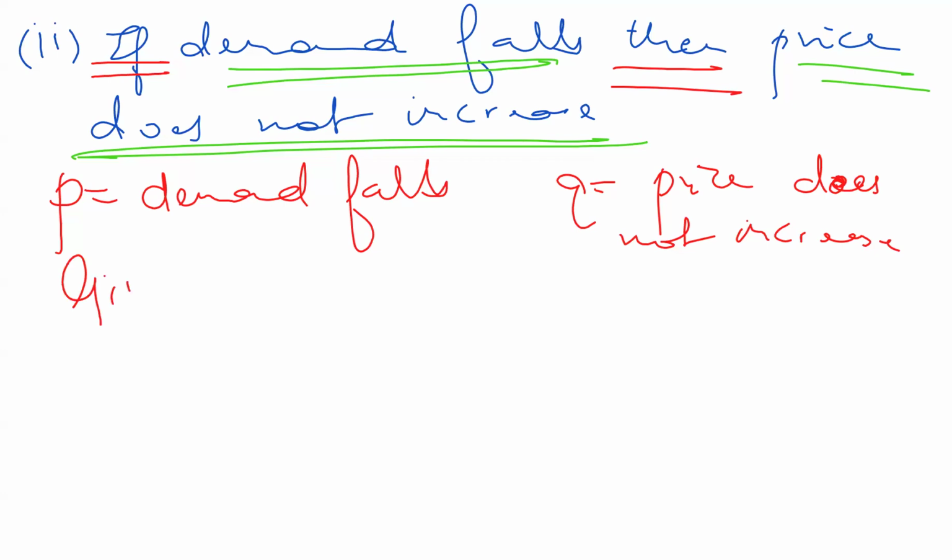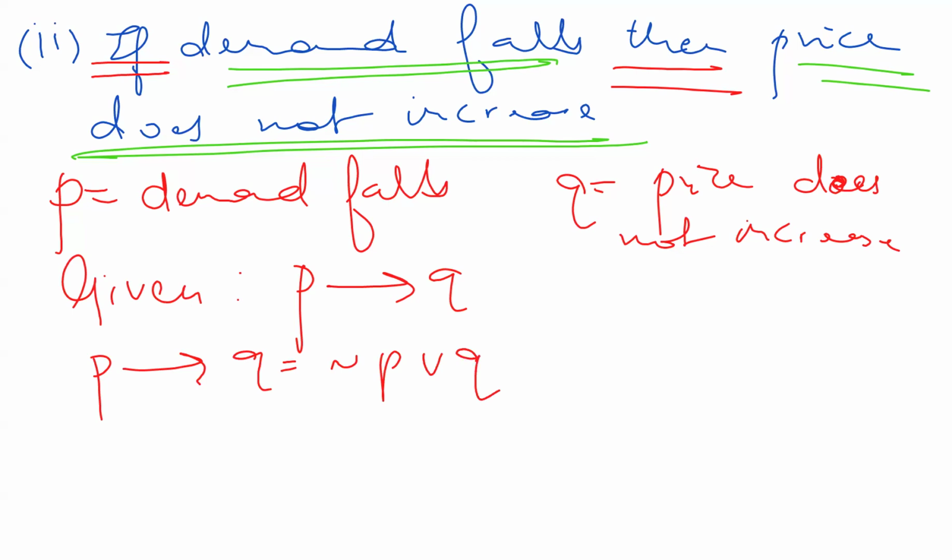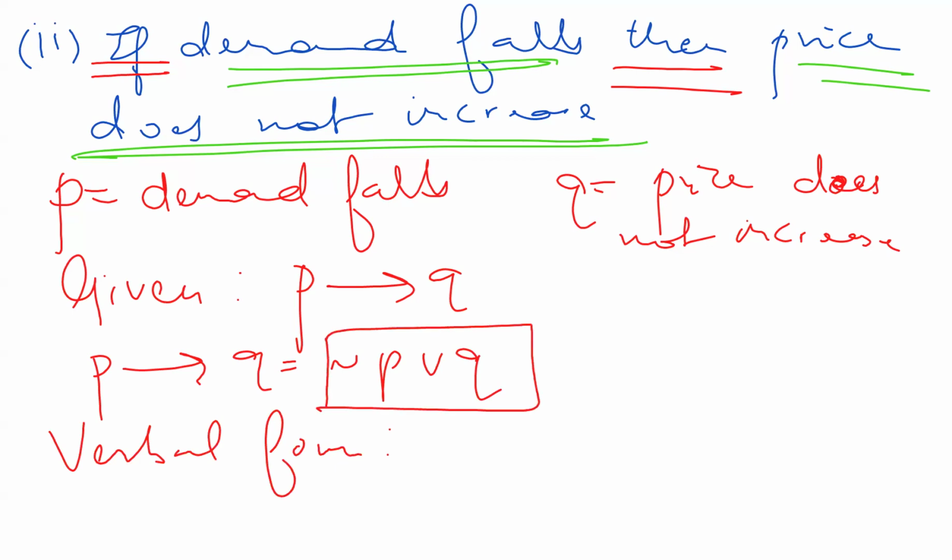So what is given? P implication Q. This is the symbolic form. Now P implication Q is what? Negation P or Q. Now verbal form. Can someone answer? What is the verbal form looking at this? Demand falls and price increases. This answer is totally without thinking.